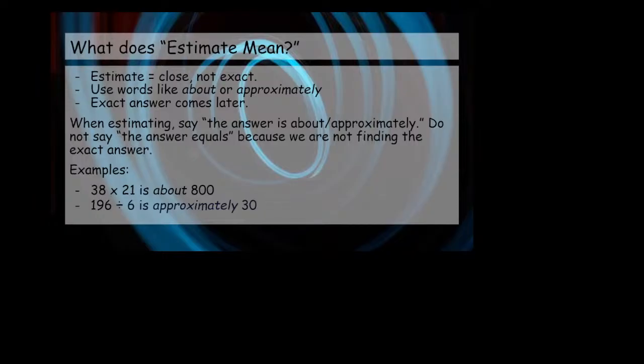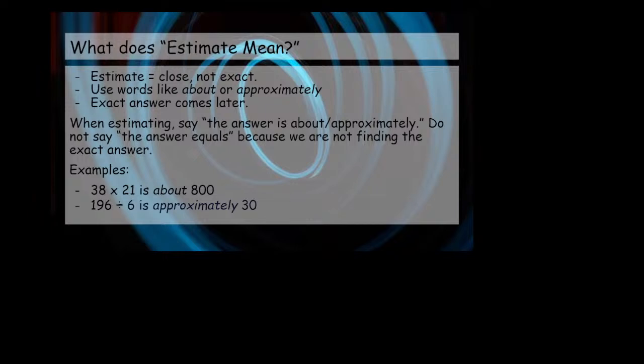Estimate means close, not exact. Use words like about or approximately. The exact answer will come later. When estimating, say that the answer is about or approximately. Do not say the answer equals because we are not finding the exact answer.